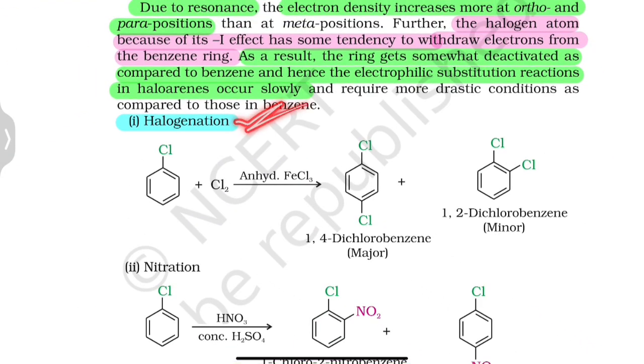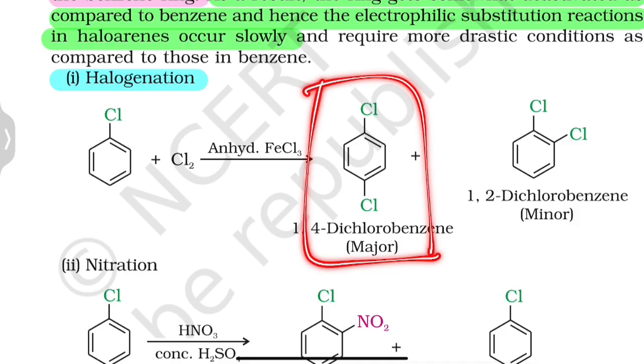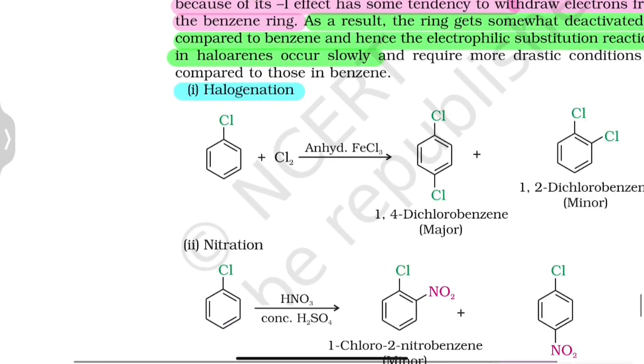So now we will see halogenation first. In halogenation, remember that here you are treating with chlorine in the presence of anhydrous ferric chloride. So you will get the ortho product as well as the para product, and the para product is always major. Here which electrophile is formed? This is an electrophilic substitution reaction. So the electrophile which is formed here is Cl plus.